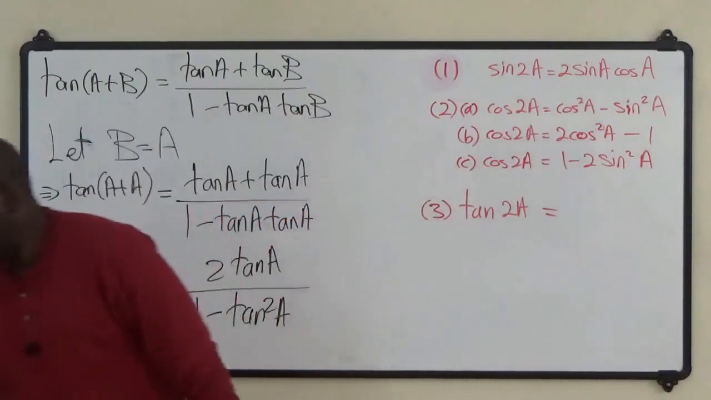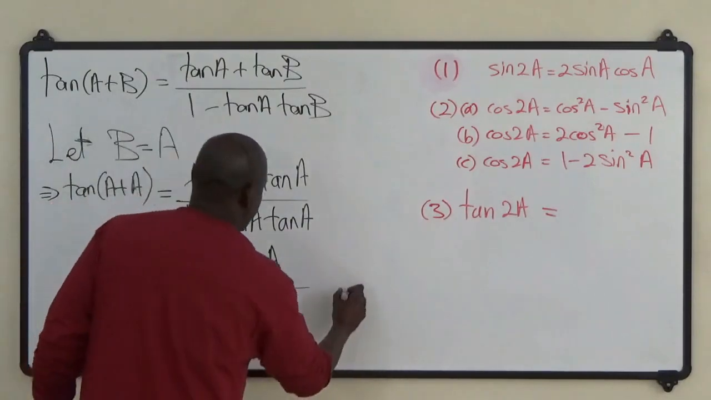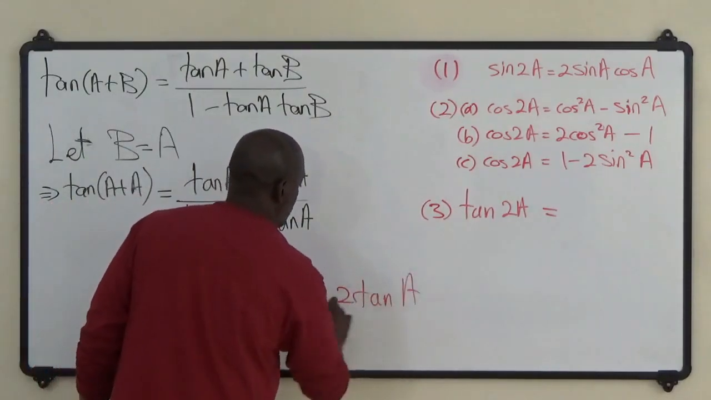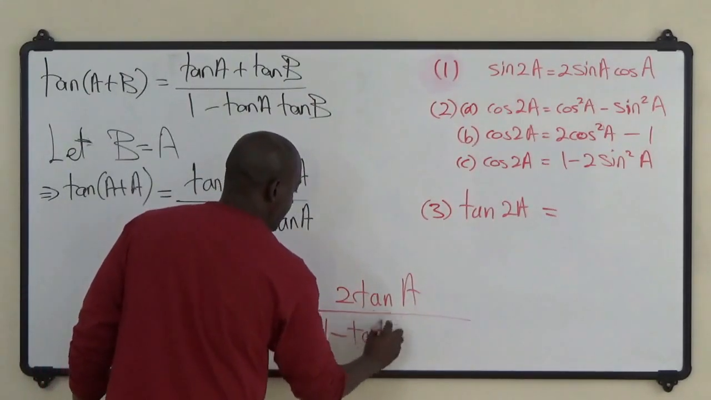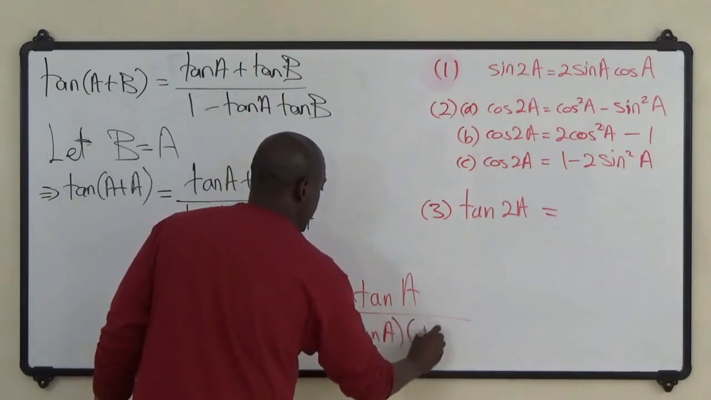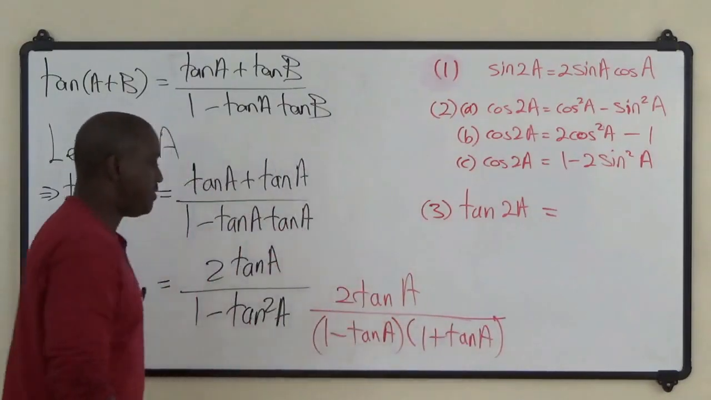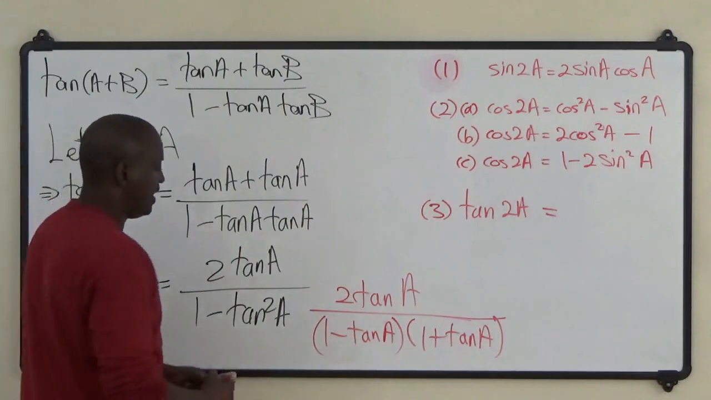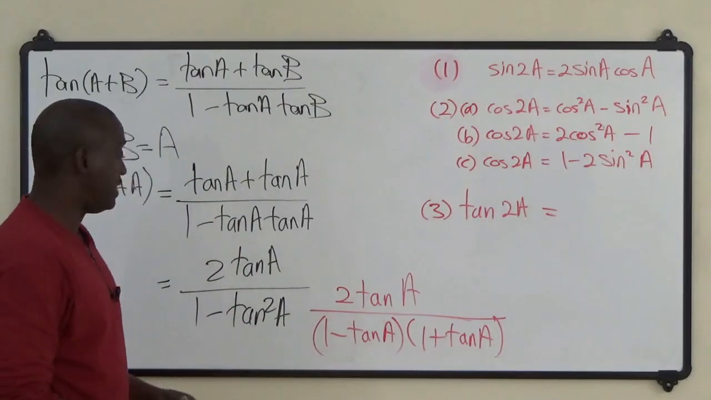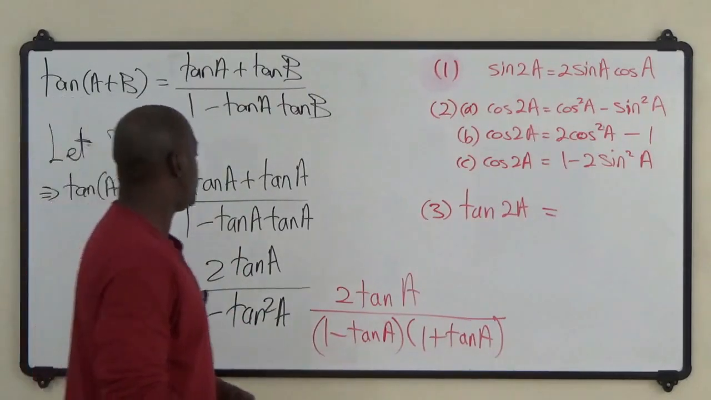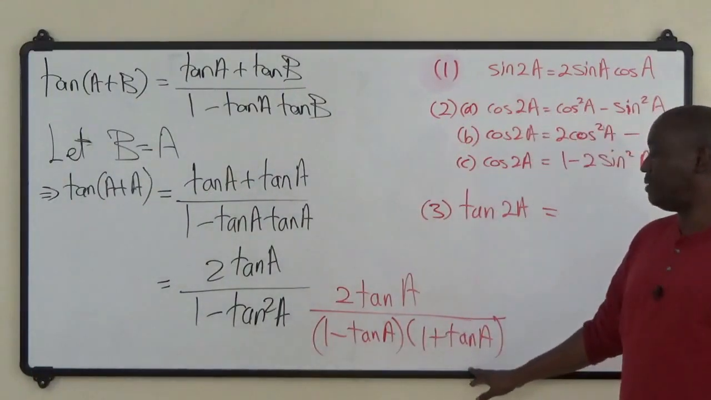So somewhere, somehow, you might want to think of this as 2 tan A over, watch it now, 1 minus tan A into 1 plus tan A. Now, you could conceivably get this as a question, as an identity in an exam, or something as part of a question where you have to use an identity. So they might say, for example, show that tan of 2A is equal to 2 tan A over 1 minus tan A into 1 plus tan A.